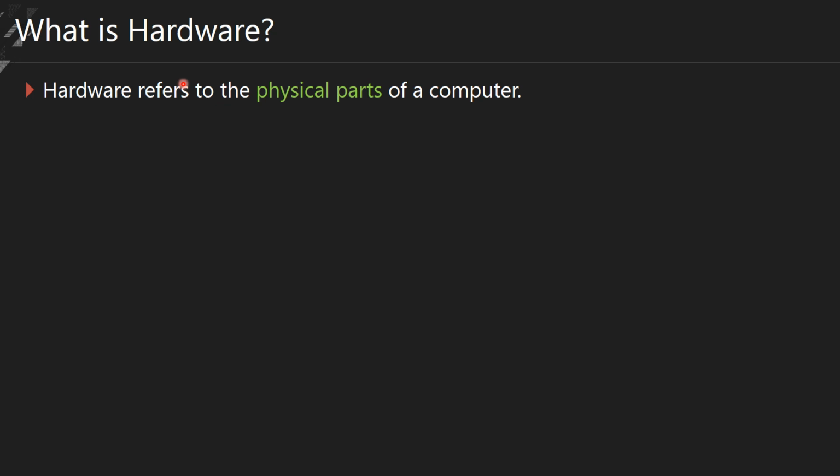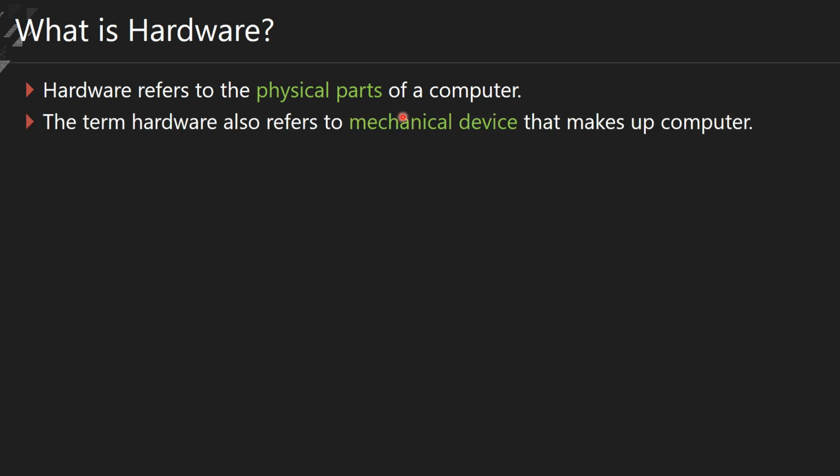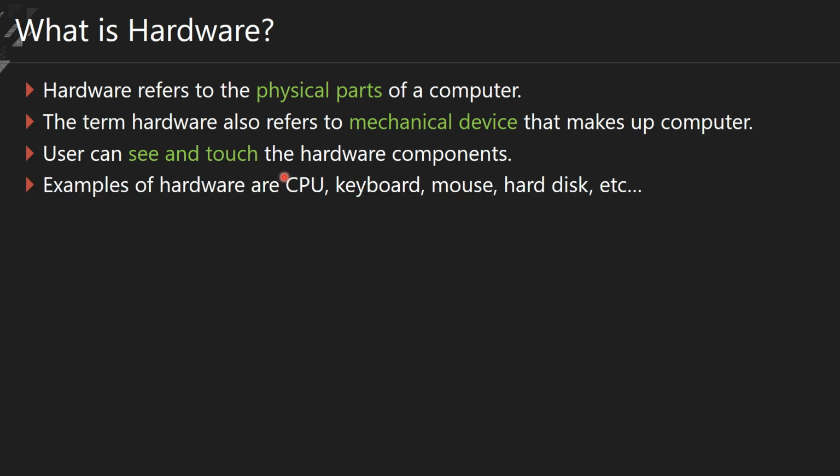Usually it is the physical parts of a computer. You can touch it, you can feel it. It is a mechanical device that makes up your computer. You are able to see these parts, the physical parts. You can touch the hardware components. These kinds of things are called hardware.